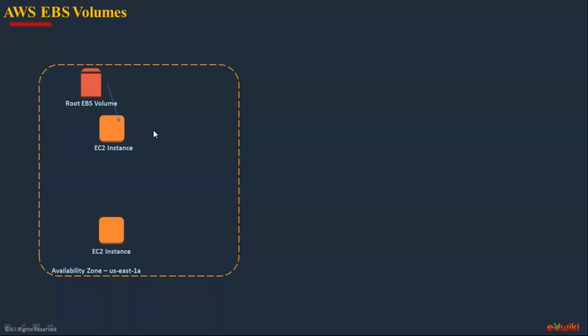Now you can create additional EBS volumes like this. Create an additional EBS volume, attach this volume to the server, and use this additional EBS volume to store your business related data, like your website data, images, videos, content, something like this. The additional EBS volume that you are creating cannot be attached to two EC2 instances at the same time.